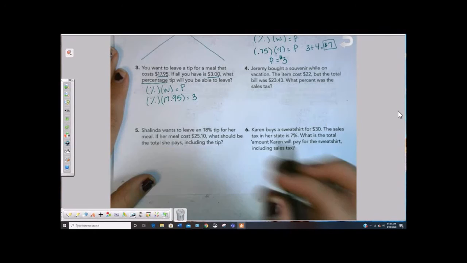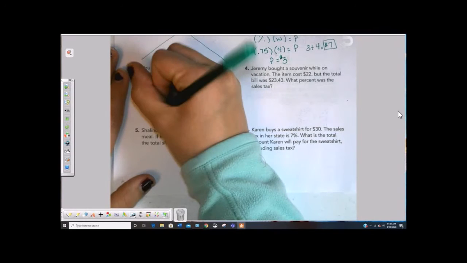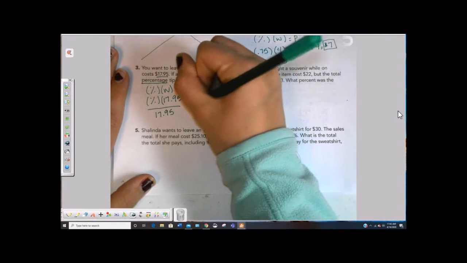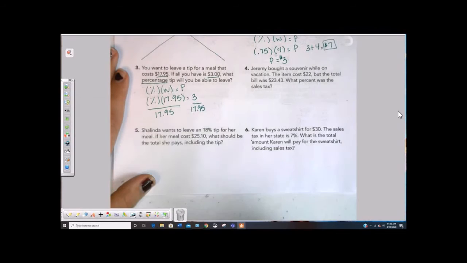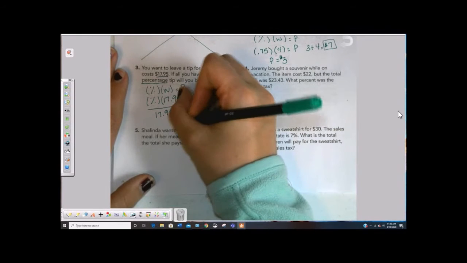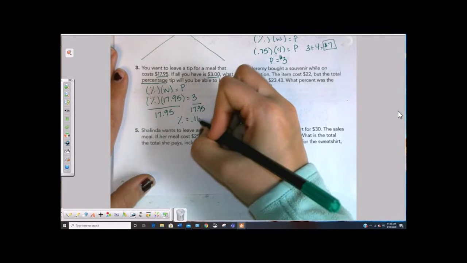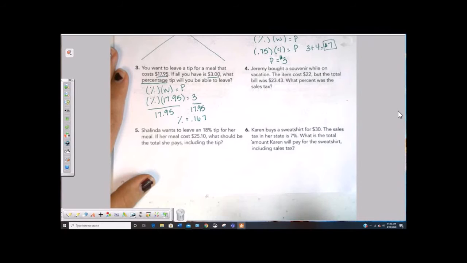In order to find the percent, we're going to do the opposite of multiply, which is divide. We're going to divide by $17.95 on both sides. When you take 3 divided by 17.95, you're going to get a long decimal. I just took the first 3 numbers, so it was 0.167.